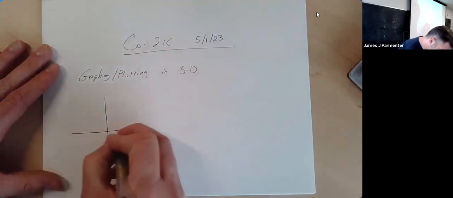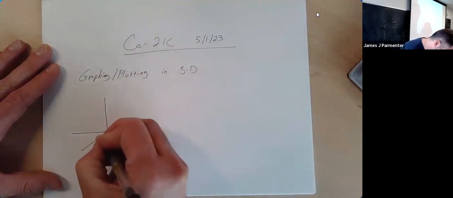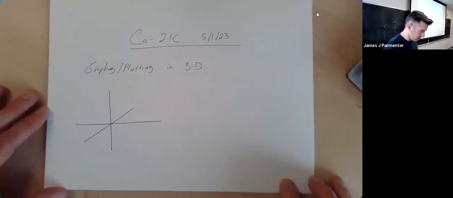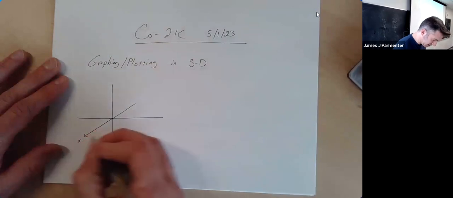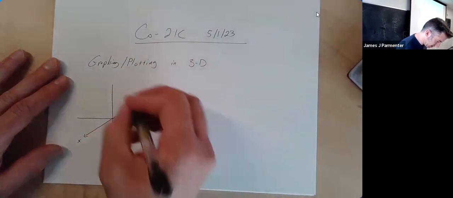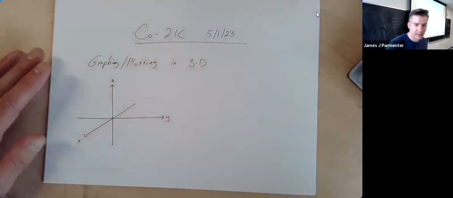Here is one of two typical ways of drawing the XYZ coordinate system, where the axis coming out at you is the x-axis, the axis to the right is the y-axis, and the axis going up is the z-axis.